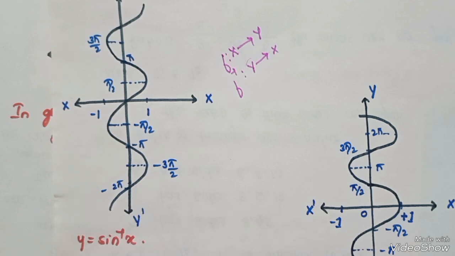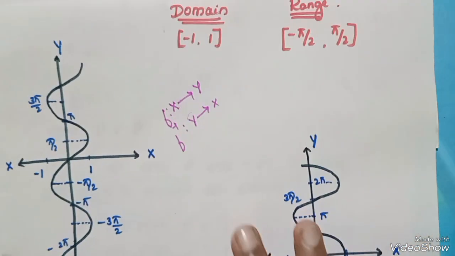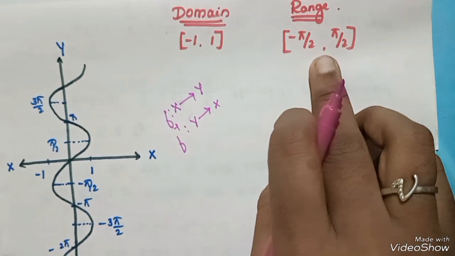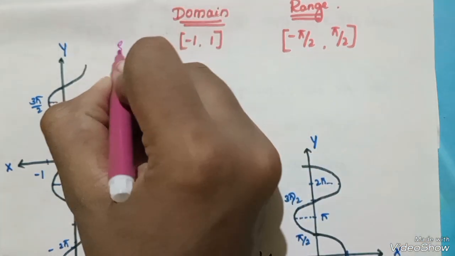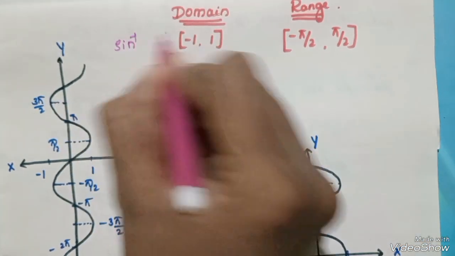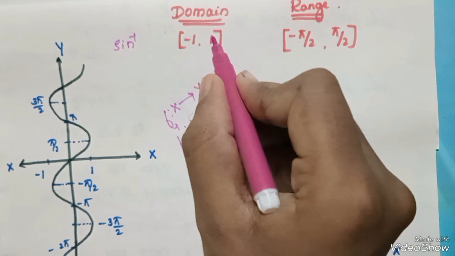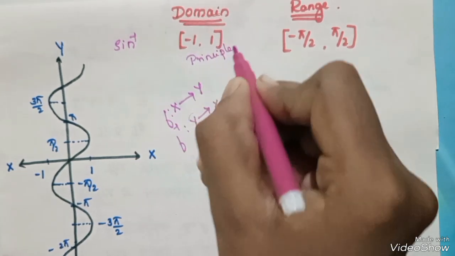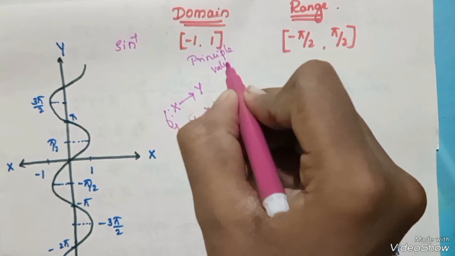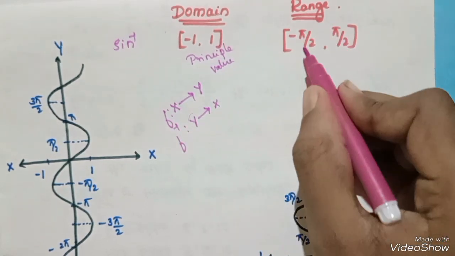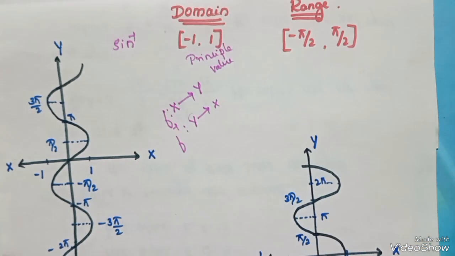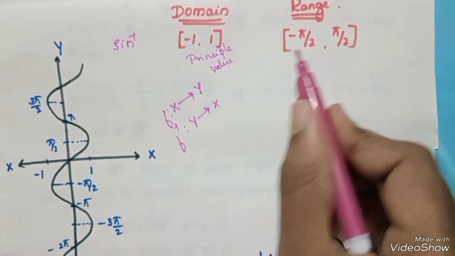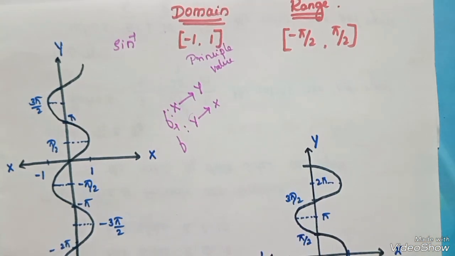Again, similarly for this graph we can state the domain and range. For the inverse function sine inverse, the domain will be minus 1 to 1, and the range is called the principal value range. This is the domain and range for the sine inverse function.